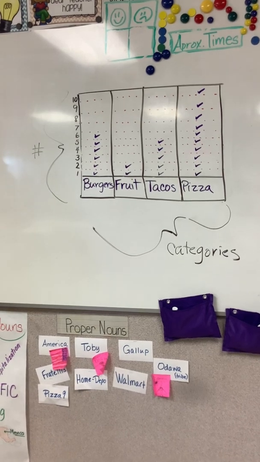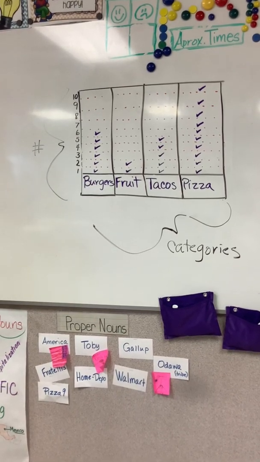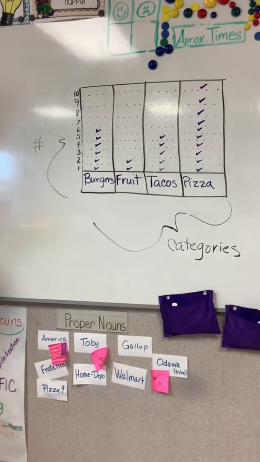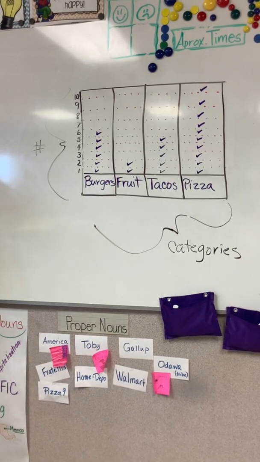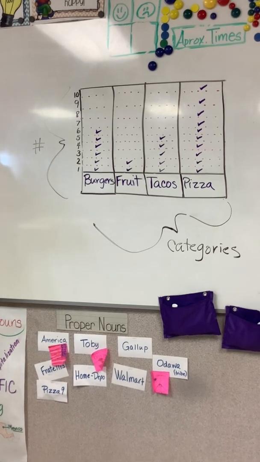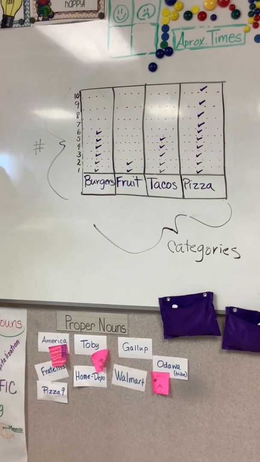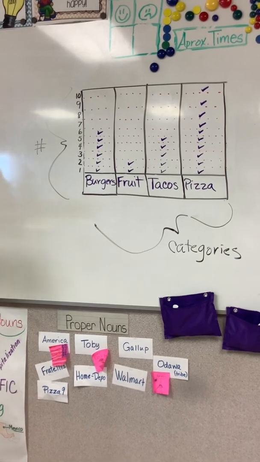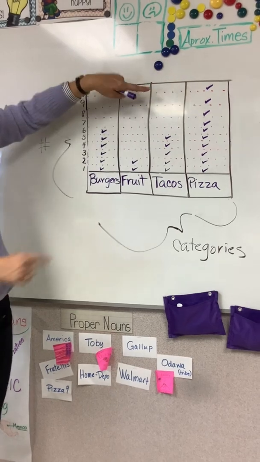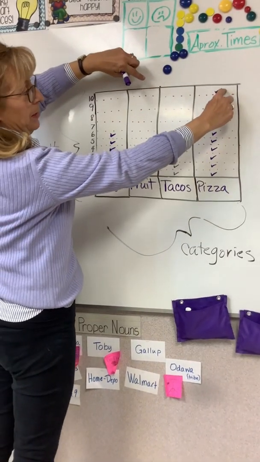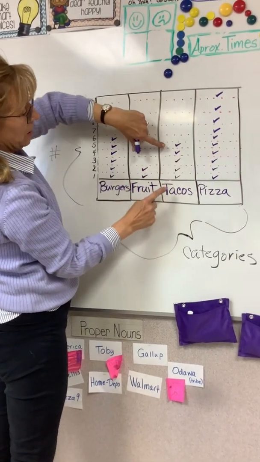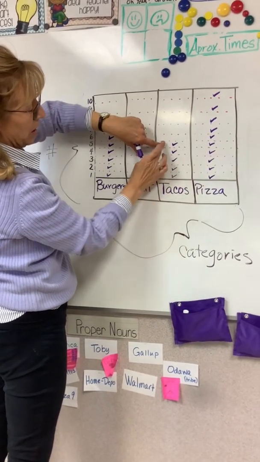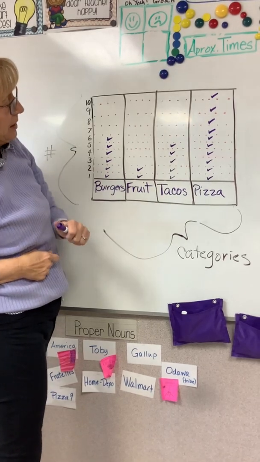More people like pizza. Let's do a subtraction story. Let's see if we can figure out. If I were to ask you, Javon, do more people like pizza than tacos? You'd be able to answer. What would you say? That's right. You'd say more people like pizza than tacos because look, pizza is way up here and the tacos are down here, and this is more check marks than the tacos, so more people like pizzas.